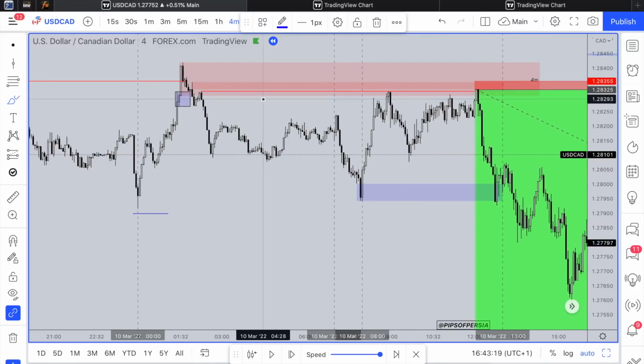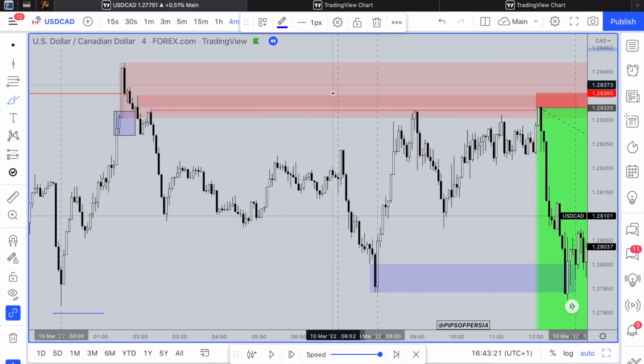Let's speak a bit about the Frankfurt and London behavior as well. This first dotted line is 7 a.m. UK time, which is Frankfurt open, and the second one is 8 a.m. UK time, which is London open. So Frankfurt open here and London open here.